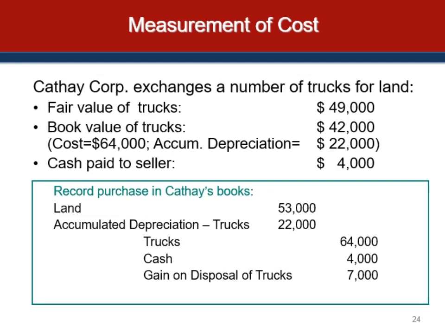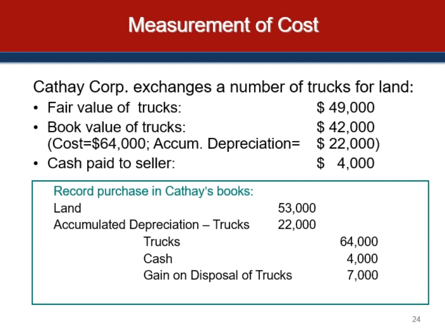What if we exchange some trucks for land? Well, there clearly we have commercial substance because trucks and land do have quite different cash flows. Fair value of the trucks is $49,000. The book value of the trucks. So clearly, if we know this information, we're giving up the trucks and getting the land. So the book value of the trucks is $42,000. Original cost was $64 minus the accumulated depreciation of $22 leaves us with $42. And we're going to pay cash in addition to the trucks of $4,000. So what is the land value? Well, it's the $49,000 fair value of the trucks given up plus the $4,000 in cash. That's $53,000. So debit land, $53,000.